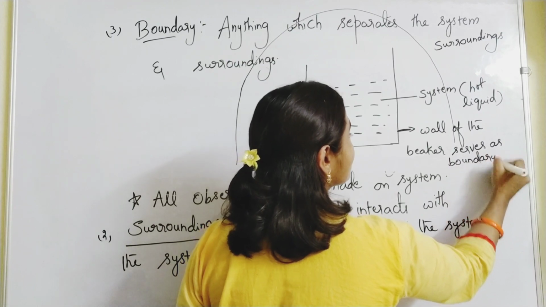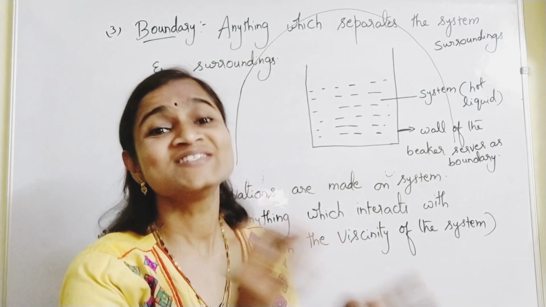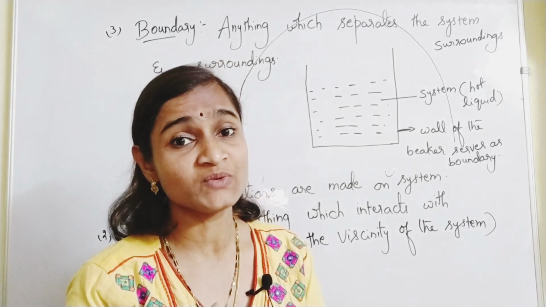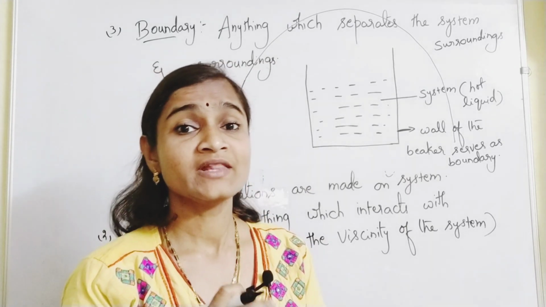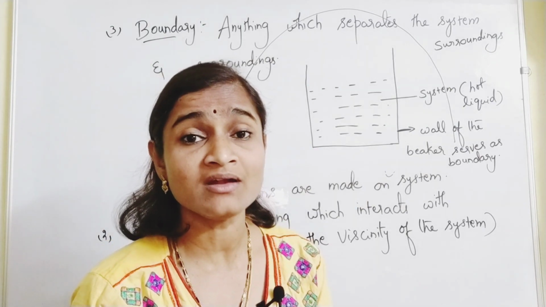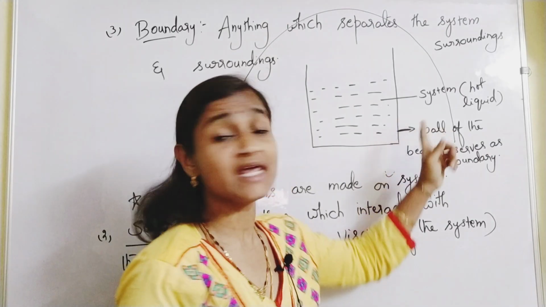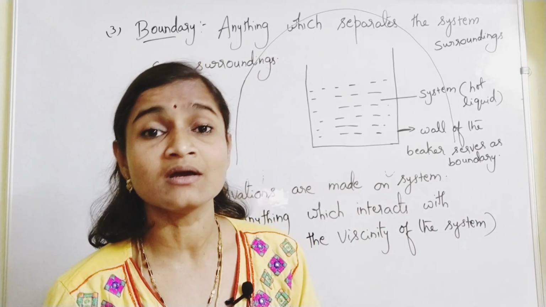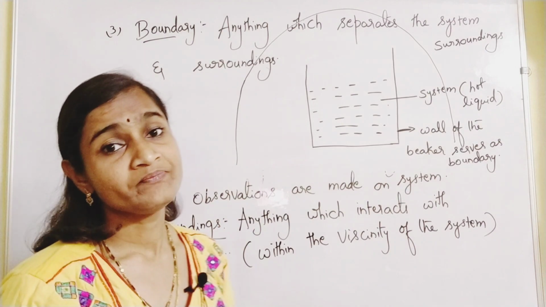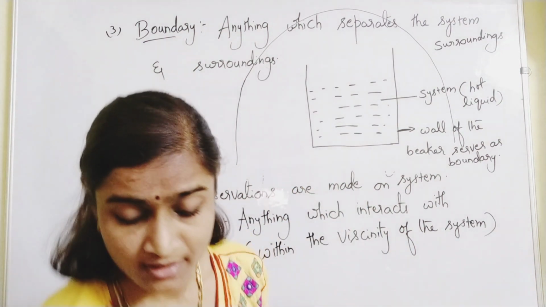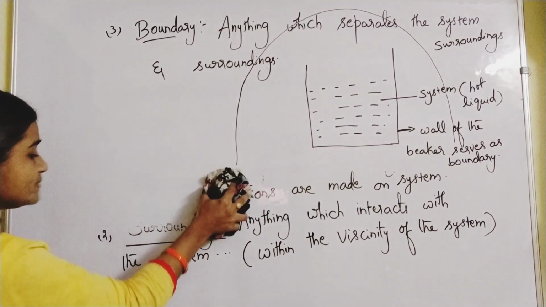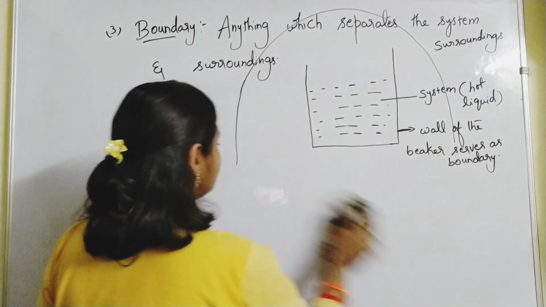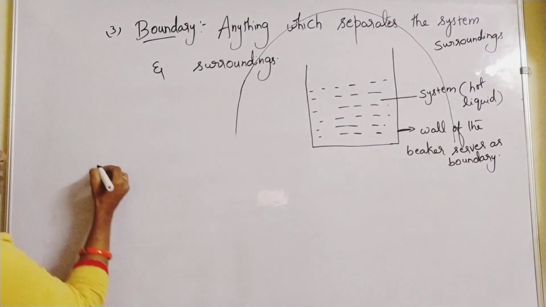Why is it like that? Because through that wall of the beaker, heat exchange is happening. In thermodynamics, what we have learned in the previous video, if you have not watched my previous video, please watch it also, then you will understand. Thermodynamics mainly deals with heat exchange. Here, heat exchange takes place through the wall of that beaker, isn't it? So the wall of the beaker serves as boundary. So three important terms: system, surroundings, and boundary. If you speak about a boundary, boundary is again classified into different types.